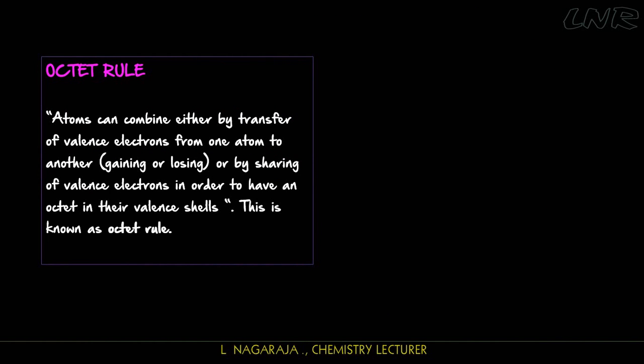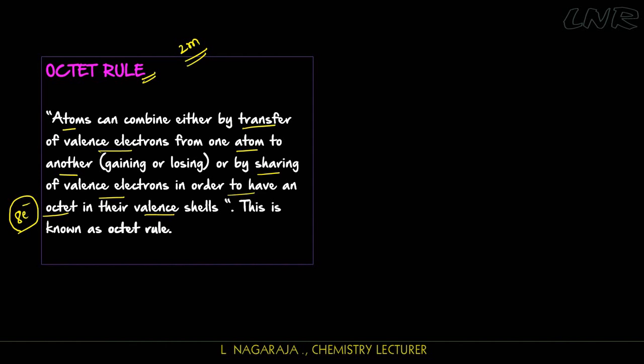So the octet rule is nothing but that atoms can combine either by transfer of valence electrons from one atom to another atom, or by sharing the valence electrons, in order to have an octet in their valence shell. Octet is nothing but 8 electrons. So in order to get 8 electrons in the outermost orbital, the atoms either lose electrons or gain electrons, or, on mutual sharing, get the nearest noble gas configuration. That is called the octet rule. Very important for 2 marks.